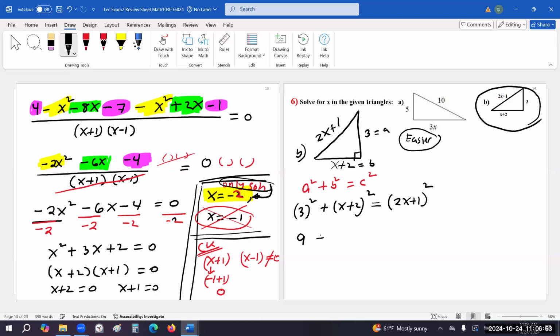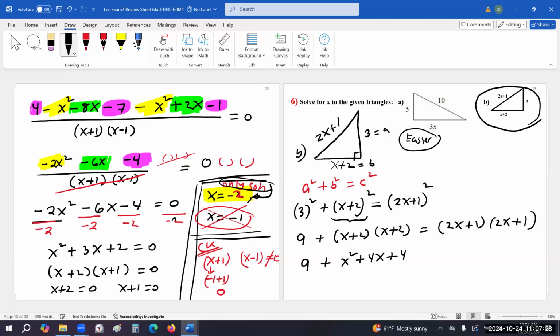3 squared is 9, simple. But what do we do with the other thing squared? Do we distribute? We cannot distribute. We have to use FOIL. It's x plus 2 twice, and the same thing, 2x plus 1 twice. When you FOIL them, you'll get x squared plus 4x plus 4, and this will be 4x squared plus 4x plus 1.